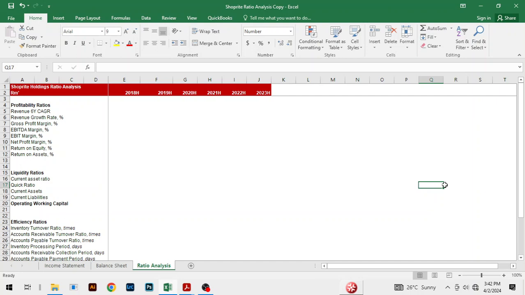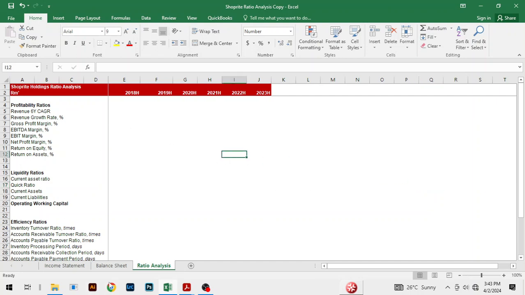So today we are going to look at Shoprite. Shoprite Holdings is a company that is listed on the Johannesburg Stock Exchange. We shall be conducting the 5-year ratio analysis, right? So without wasting time, let's dive right into it.